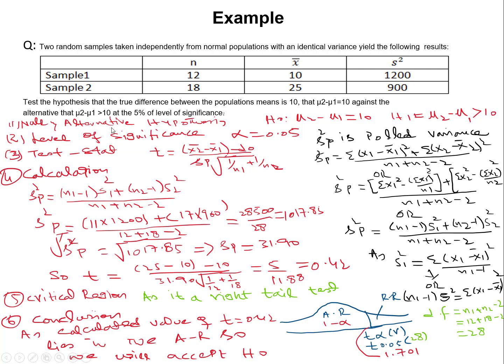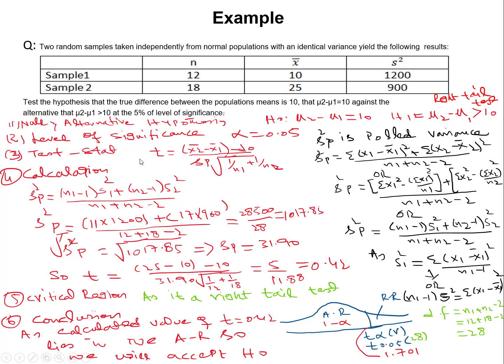So the first step is the null and alternative hypotheses. As you know, mu2 minus mu1 is equal to 10, and the alternative is mu2 minus mu1 greater than 10. Because this is a right-tail test, we will construct it just like we already constructed this. The second step is the level of significance, which is also given in the question, 0.05.